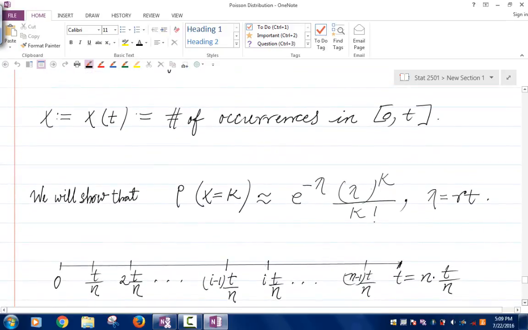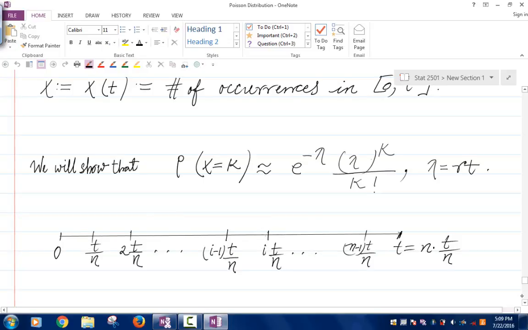So the first thing that I'm going to do is look at the interval from 0 to t, and I'm going to divide the interval into n subintervals of the same length. So each subinterval has length t divided by n.